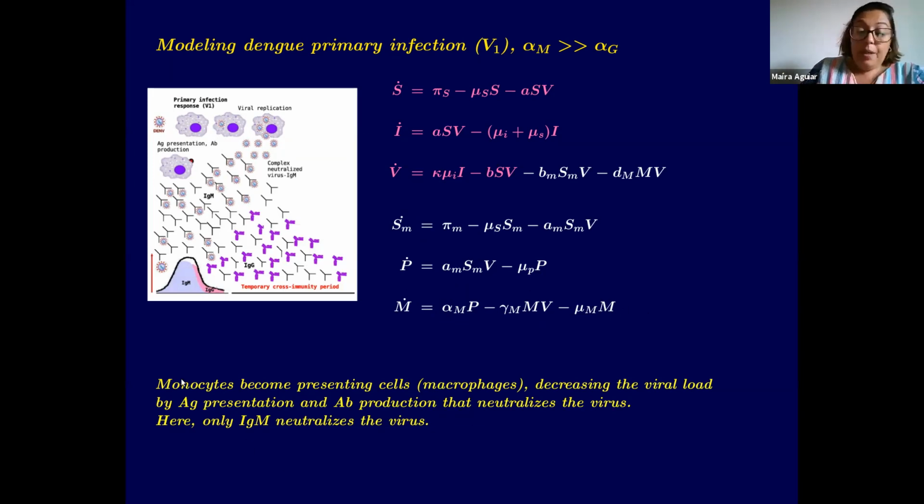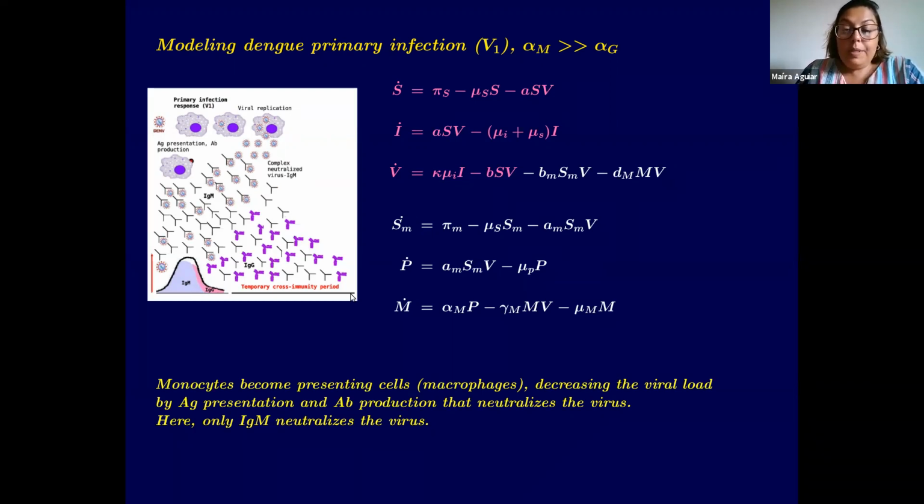So in summary, you have monocytes becoming presenting cells, decreasing the viral load by antigen presentation and antibody production that neutralize the virus in the case of primary infection, first by IgM, and then we have the production of IgG, which we are going to see soon.